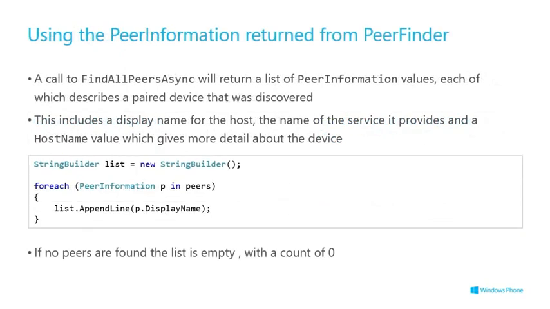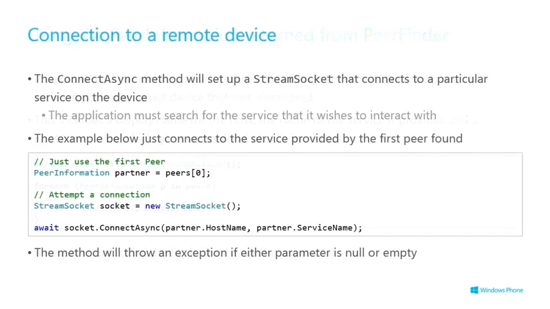So let's assume now you called FindAllPeersAsync. You get a list of PeerInformation values back, a collection of these objects, each of which describes a paired device that was discovered. And that includes stuff like the display name, the name of the service it provides, and a host name value which you need to save. Obviously, if there are no paired devices, that will just come back as an empty list.